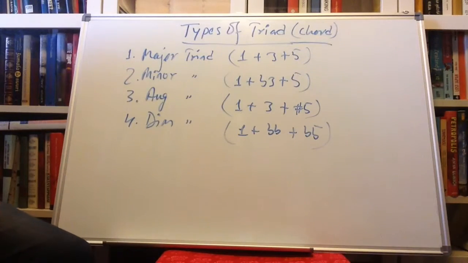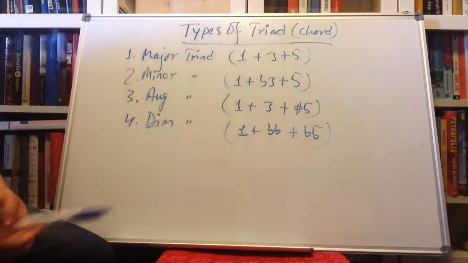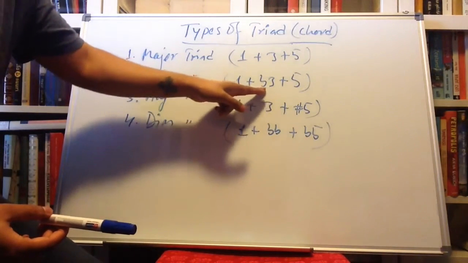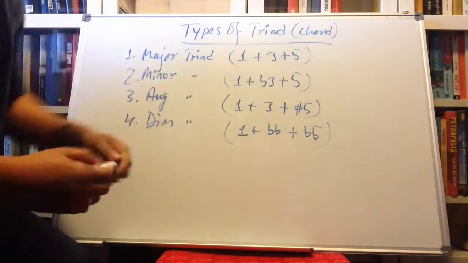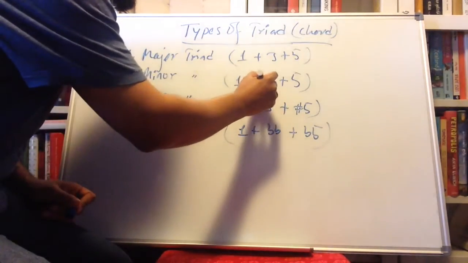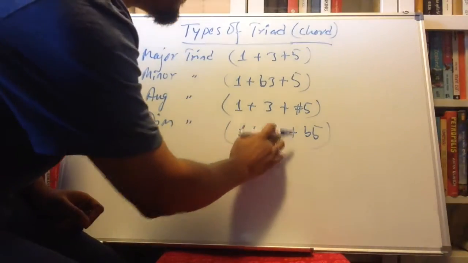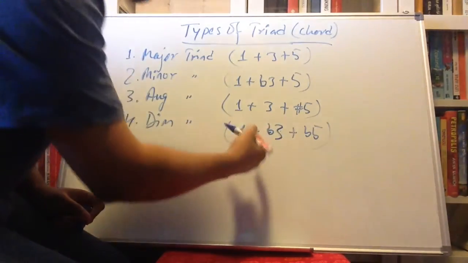So these would be our formulas for triads. The major triad is 1, 3, 5. The minor triad is 1, flat 3. We flat the third. It should actually be the flatted third.